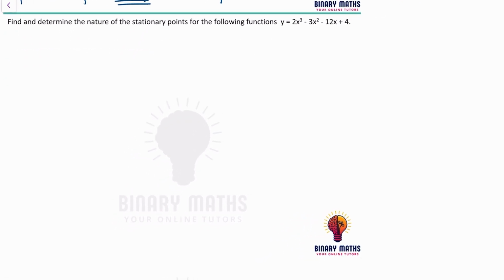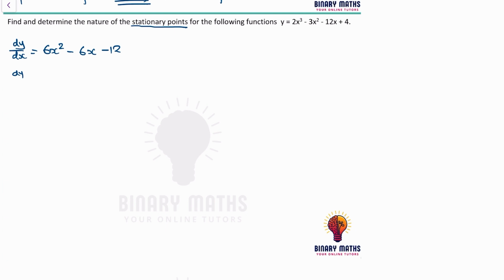Find and determine the nature of the stationary points for the following functions. Function y is equal to 2x cubed minus 3x squared minus 12x plus 4. So the first thing we need to do is, because we're trying to find a stationary point, we need to differentiate. So dy dx will be equal to 6x squared minus 6x minus 12.